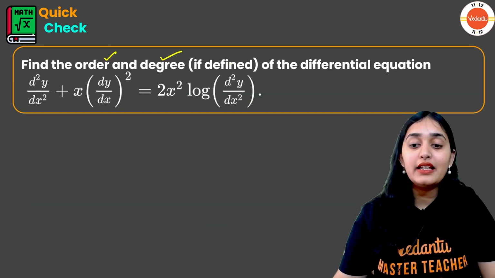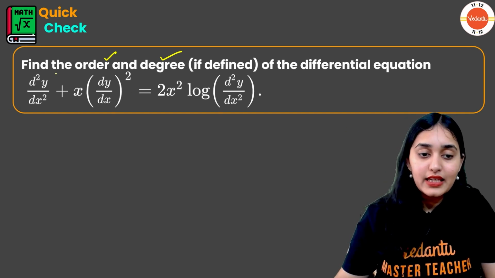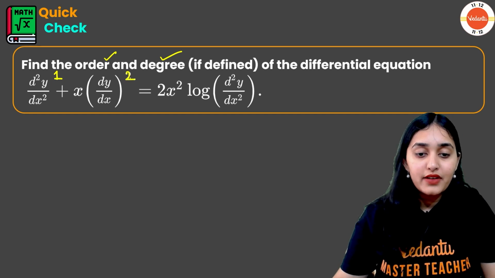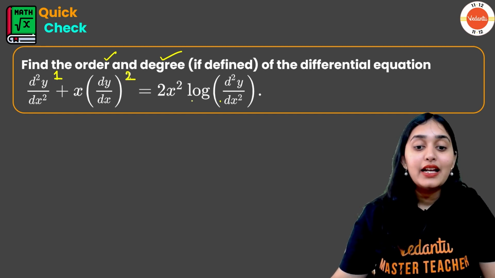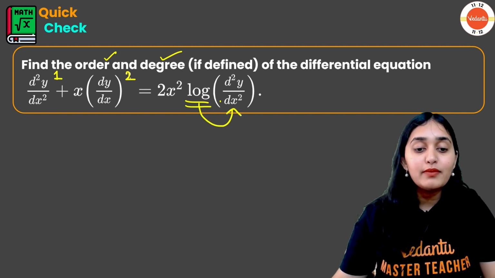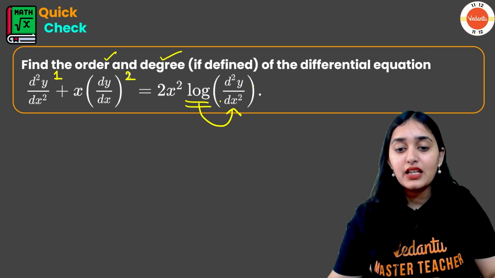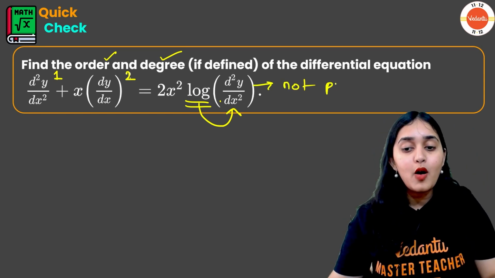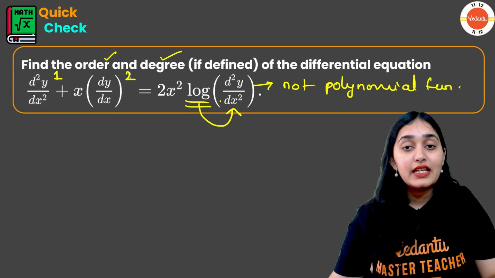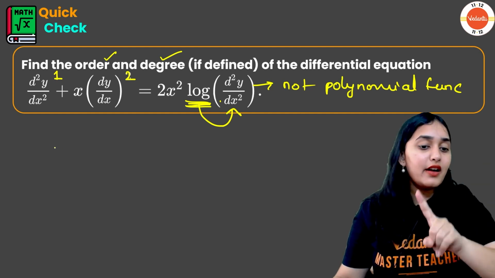Another interesting question. What is the order and degree of the differential equation? So when we look at the equation, we see here the power is 1, the power is 2. But here it is a logarithmic function. Inside the logarithmic function, you have a derivative. Is this a polynomial function? This is not a polynomial function. This is a log function. So it is not allowed, not defined.